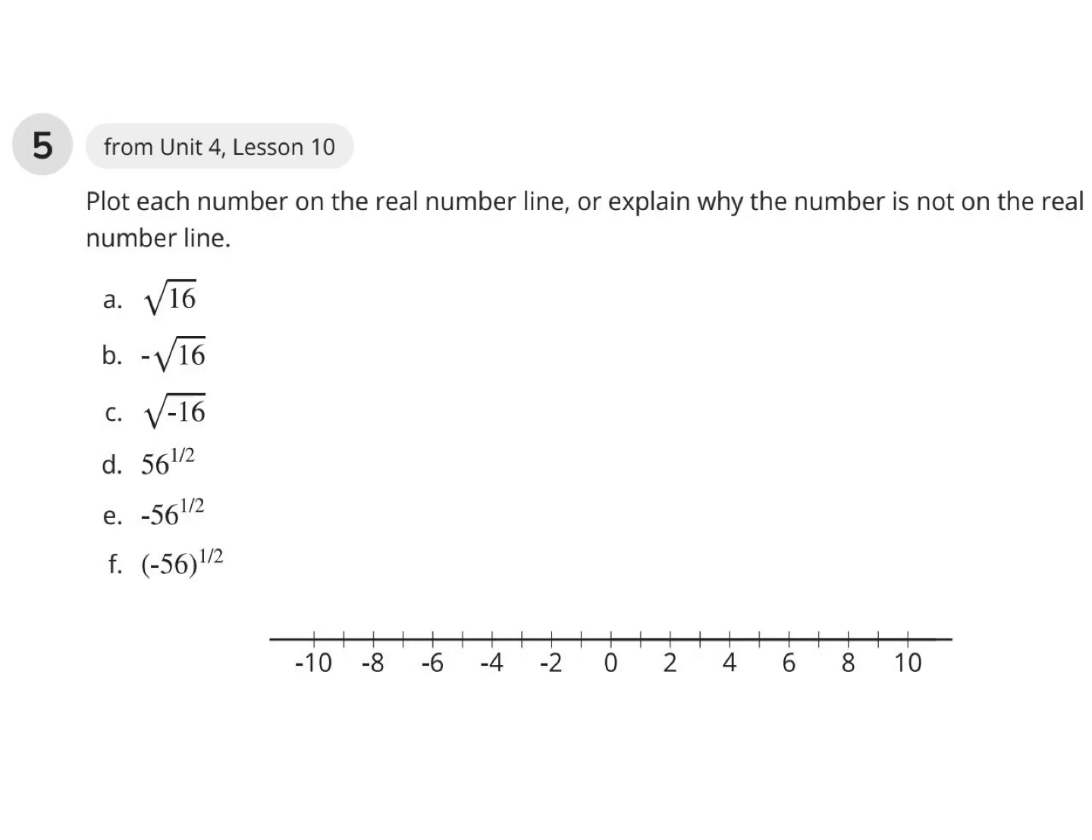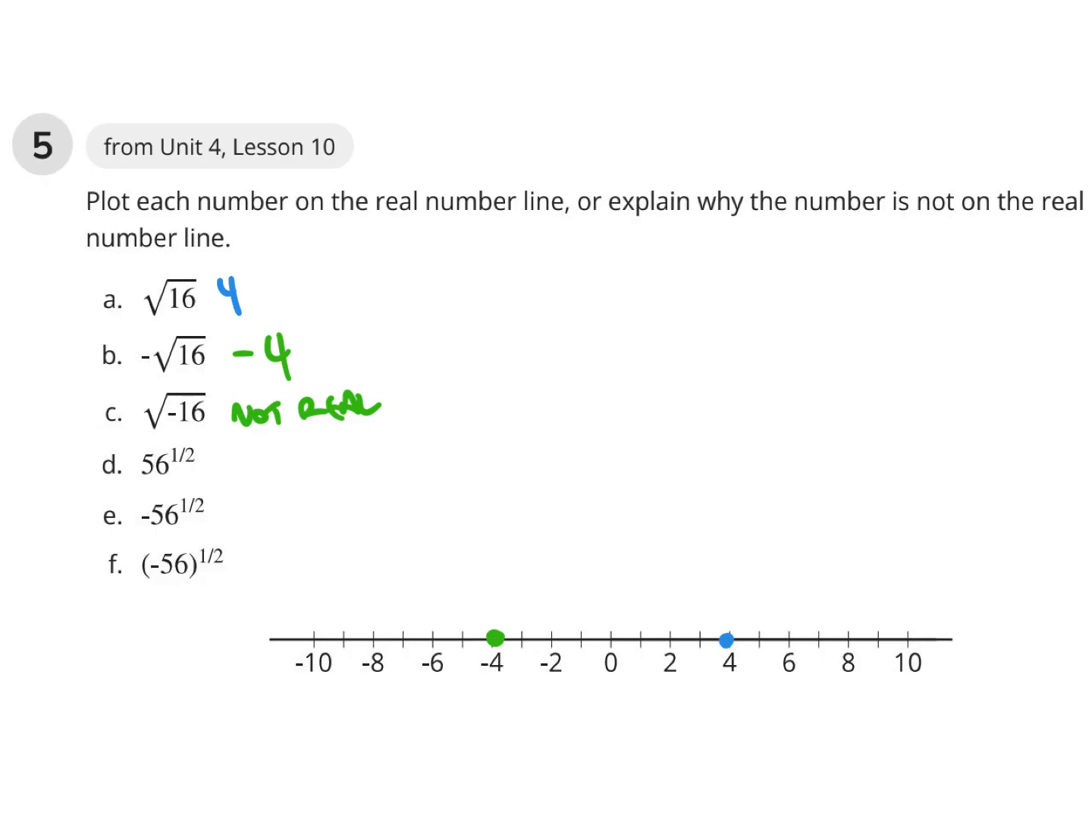Okay, plot each number on a real number line. So the square root of 16 is 4. So we're going to deal with the primary roots. The opposite of the square root of 16 is negative 4. The negative stays outside, and the square root of 16 is 4, so that goes there. This is not real.